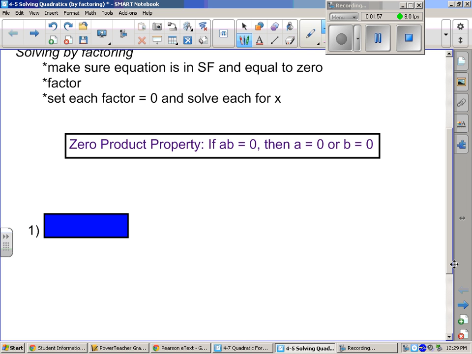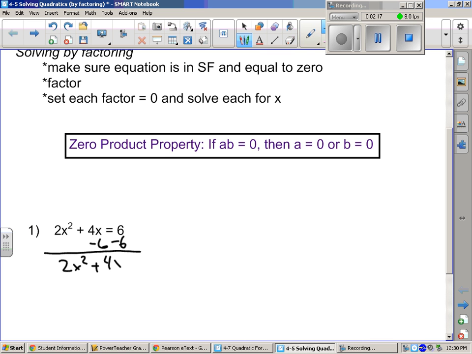So the first one, let's see. The first one says make sure the equation is in standard form and is equal to 0. It is not equal to 0. Oh boy, so I need to get it equal to 0. So I want to switch this to the other side. And then I get 2x squared plus 4x minus 6 equals 0. The 6 and the 4 cannot go together because one has an x, the other one doesn't.